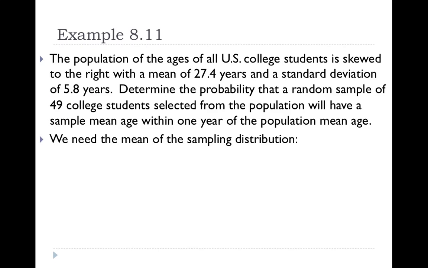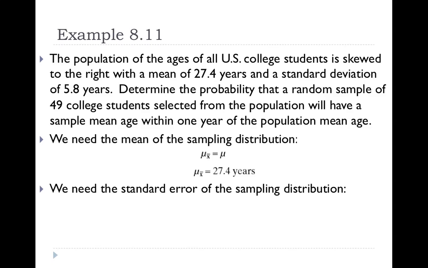The mean of the sampling distribution is the same as the mean of the population. So you're going to use the correct symbol, mu sub x bar, and it equals 27.4. The standard error of the sampling distribution is the standard deviation divided by the square root of n. 5.8 is the standard deviation of the population. The square root of n is the square root of 49, because our sample is of size 49.